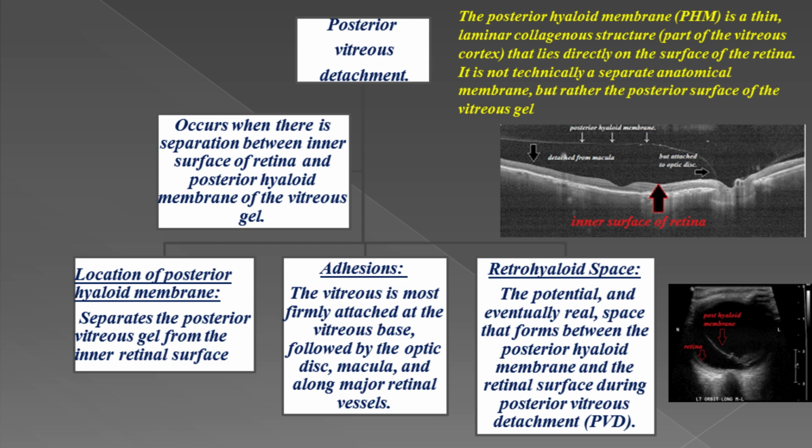Regarding adhesions, the vitreous is most firmly attached at the vitreous base, followed by the optic disc, macula, and along the major retinal vessels. Retrohyaloid space: the potential and eventually real space that forms between the posterior hyaloid membrane and the retinal surface during the posterior vitreous detachment.